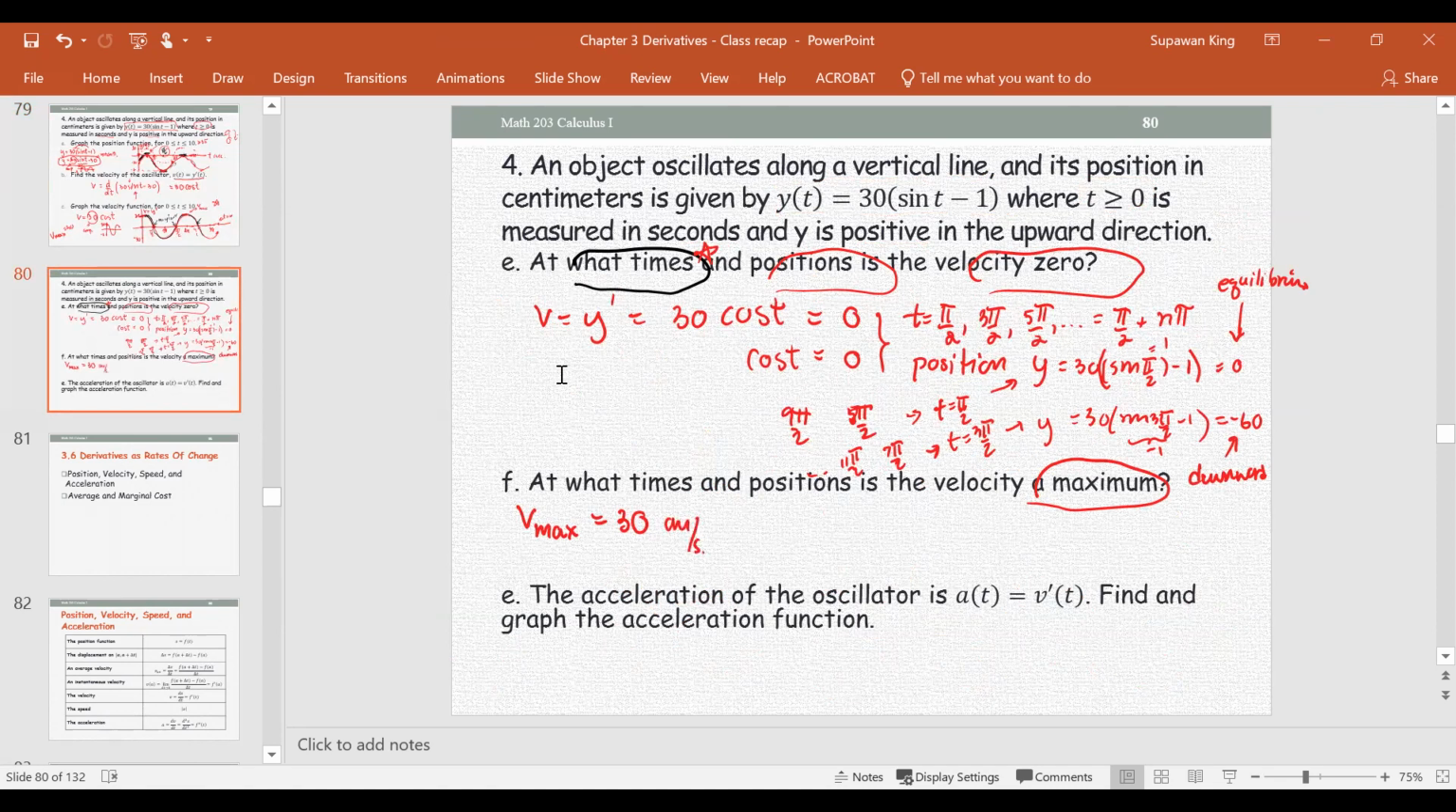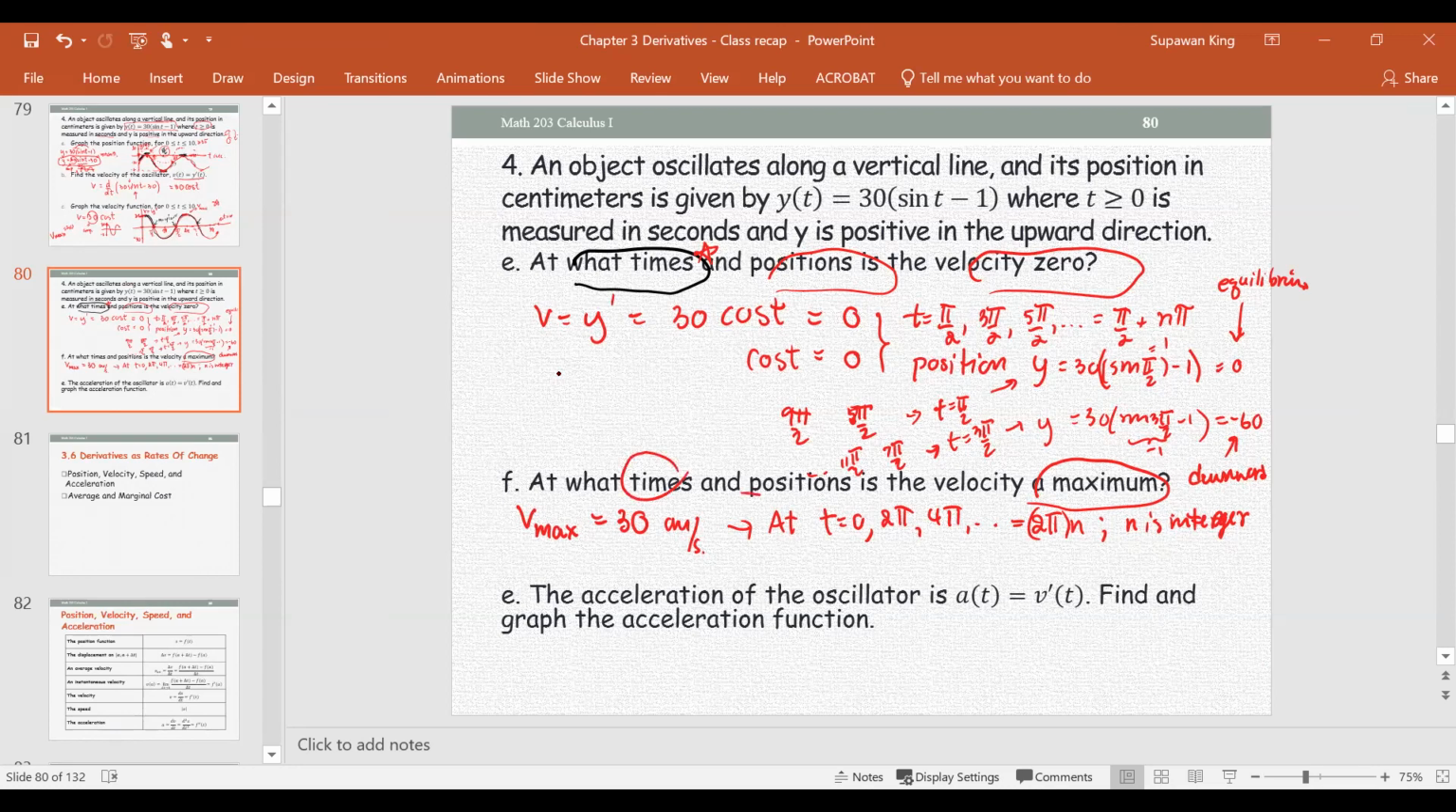At what time? We know it is at the maximum at t equals 0 and at the multiples of 2 pi. So t equals 0, 2 pi, 4 pi, and so forth. Or we can rewrite it in a general form as 2 pi multiplied by n, where n is an integer. You can change the number n as n equals 1, n equals 2, n equals 3. At those points of time, the velocity is the maximum value, which is 30 centimeters per second.